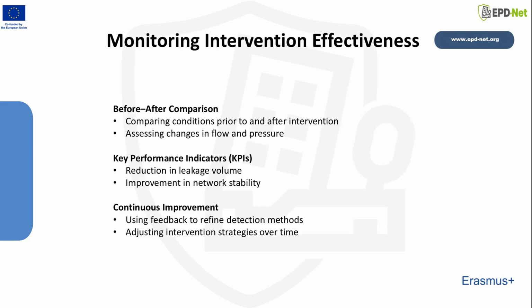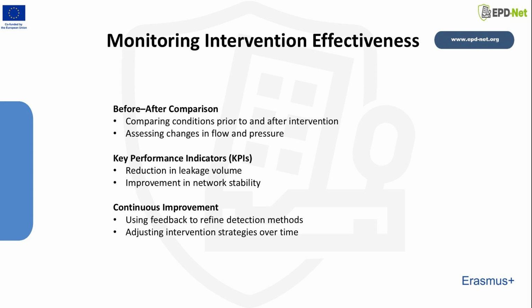Monitoring intervention effectiveness is essential to evaluate whether planned actions achieve the desired outcomes. One common approach is before-after comparison, where network conditions such as flow and pressure are analyzed before and after an intervention. This comparison helps determine the direct impact of corrective actions.